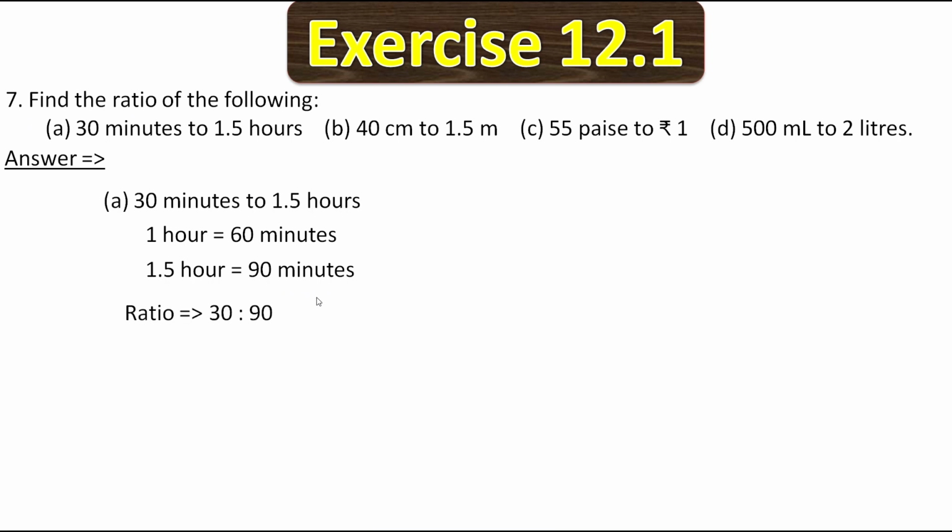Let's simplify it. 30 upon 90. So 3 1s are 30, 3 3s are 90. So we got the simplest form of the fraction as 1 upon 3. Therefore the ratio is 1 is to 3.